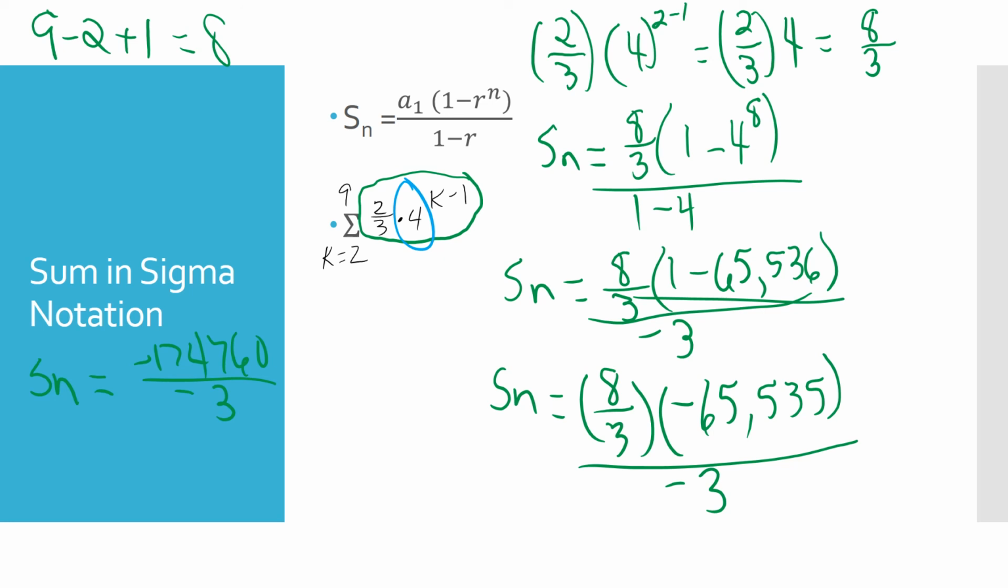So we got negative 174,760, and we are going to divide that by negative 3. And that is going to give us 58,253.333. So Sn is equal to 58,253.3, and that is repeating. Oh man, I'm glad I don't have to do that for a living.